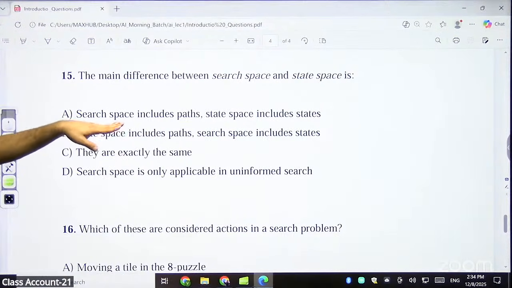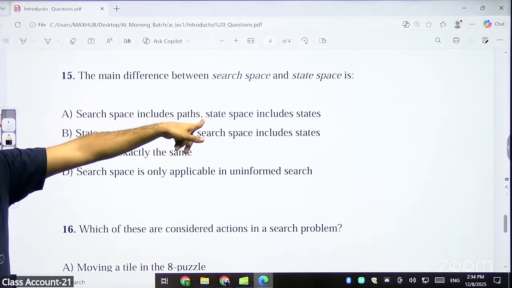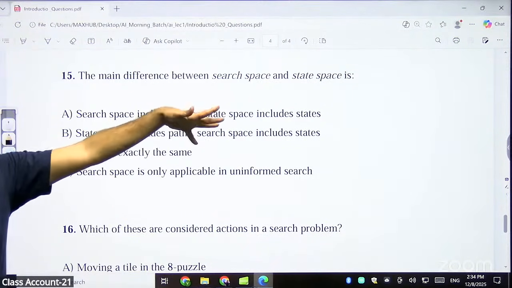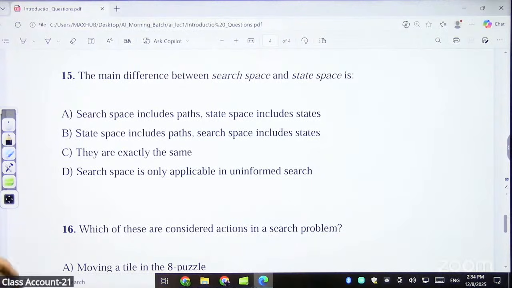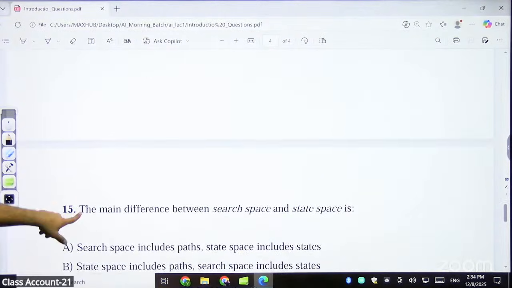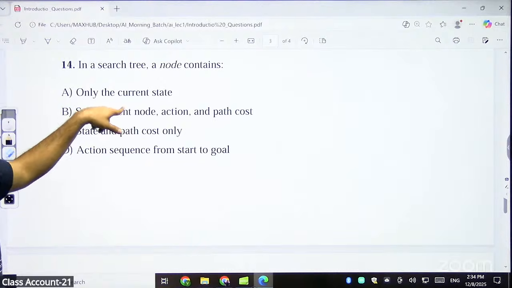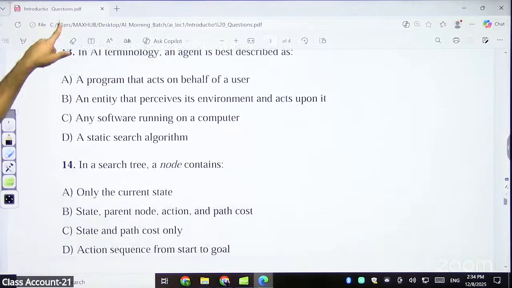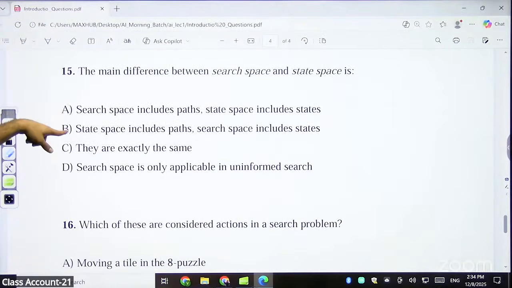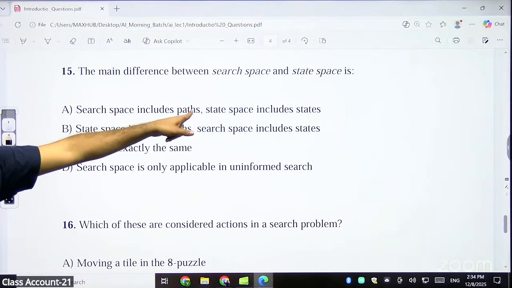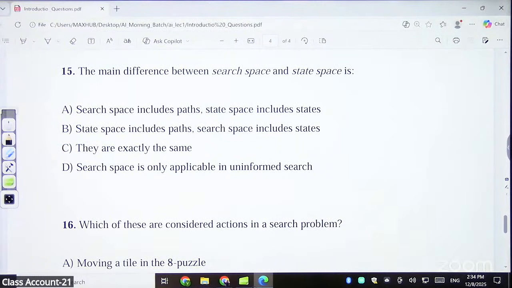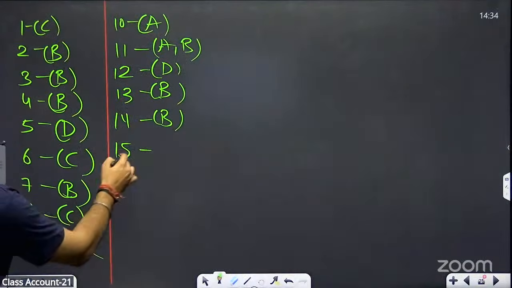So what will the difference be? The difference is that search space includes only the possible paths, but state space includes the states. And what is a state? A state is something that has parent node, action, path cost, everything. So state space is that which has everything. So the correct option would be option A: search space includes paths, state space includes states.